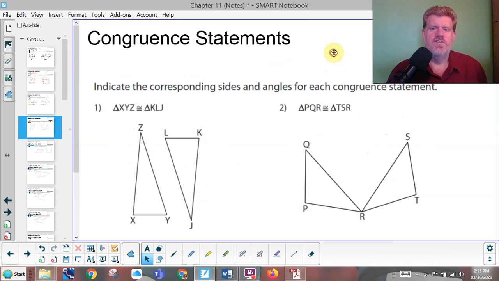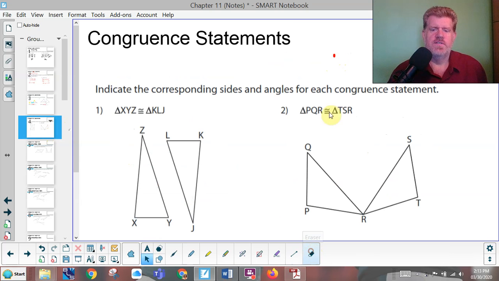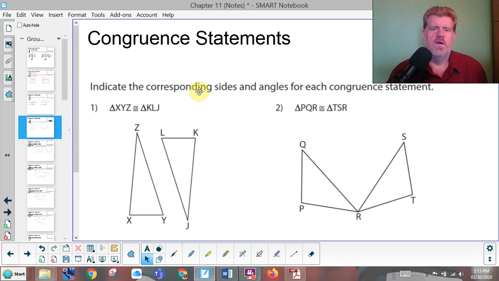Okay, so that's a congruence statement. Oops, let me erase that. Let me put that back. I lost a little bit. Okay.